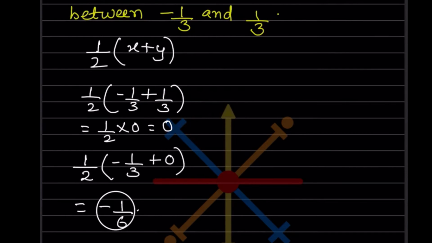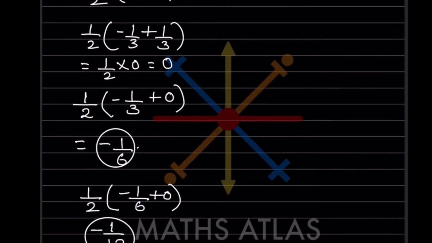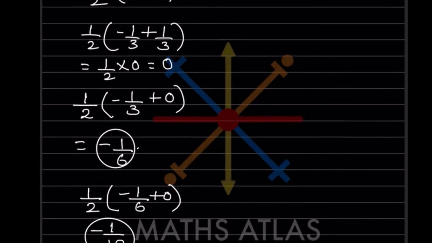So we want 5 rational numbers. First, we will take one number as 0. Again we will use 1 by 2, take this number, and along with this we are going to add 0. So now what will happen here? This is going to be 1 by 2 into minus 1 by 3, plus 0 is nothing here. So minus 1 by 6. The second number will be minus 1 by 6. Again we will take this minus 1 by 6 in the same formula with 1 by 2: minus 1 by 6 plus 0.